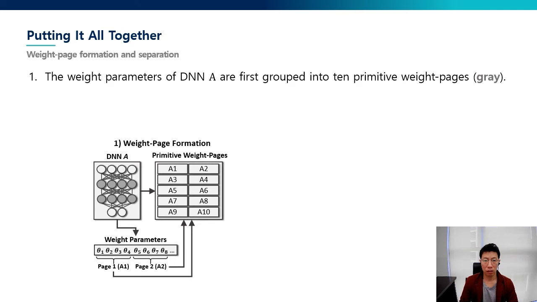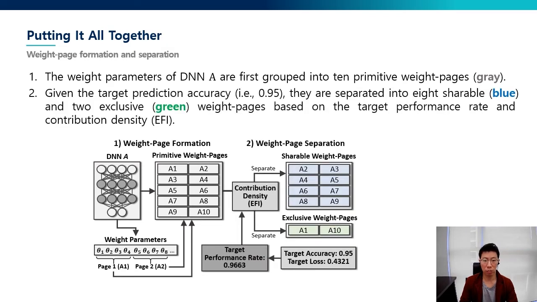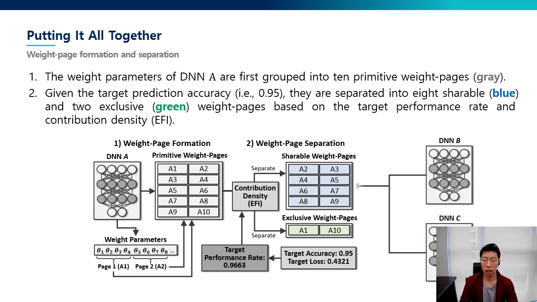Putting it all together, this figure shows an example of weight separation. First, the weight parameters of DNN-A are grouped into 10 primitive weight pages, which are shown in gray color. And then, given the target prediction accuracy, for example 0.95, weight pages are separated into 8 shareable and 2 exclusive weight pages, which are shown in blue and green color, respectively, based on the target performance rate and contribution density of each weight page. And then, the shareable weight pages of other DNNs are overlapped onto the shareable weight pages of DNN-A.